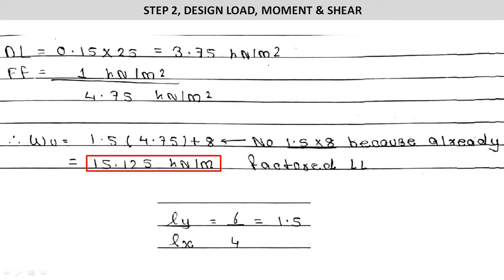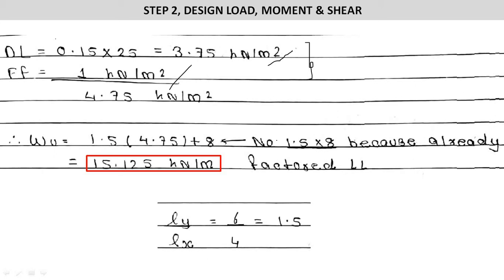3.75 kilonewton per meter square. Next, moving on to the floor finish, it is given as 1 kilonewton per meter square. Now we have to total these two values, so we will have the total dead load as 4.75 kilonewton per meter square. Now we have to factor this load, so Wu, which means factored load, is equal to 1.5 into total dead load, plus 8, which is the live load.